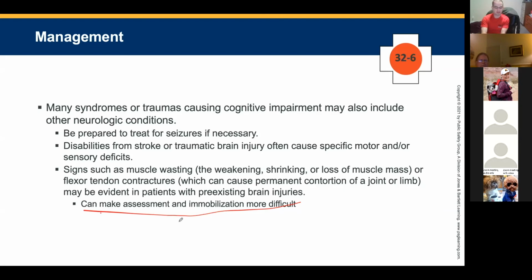Anybody else got any thoughts? It might be really hard to splint. I think Kurt was speaking first. Kurt, you want to go ahead?